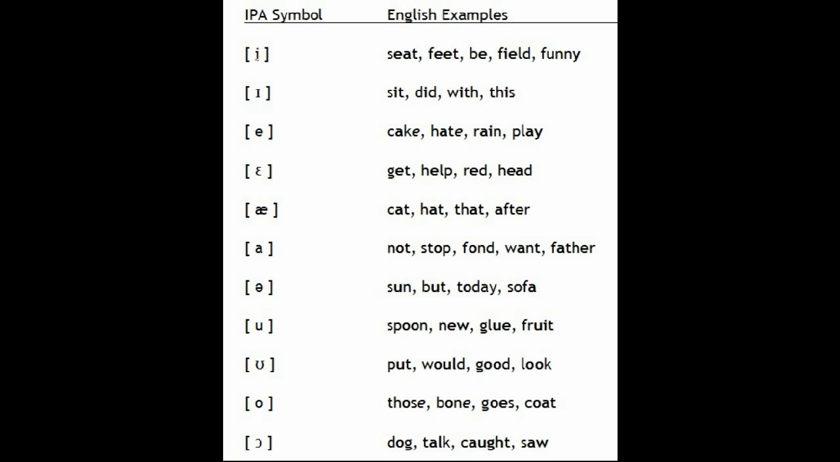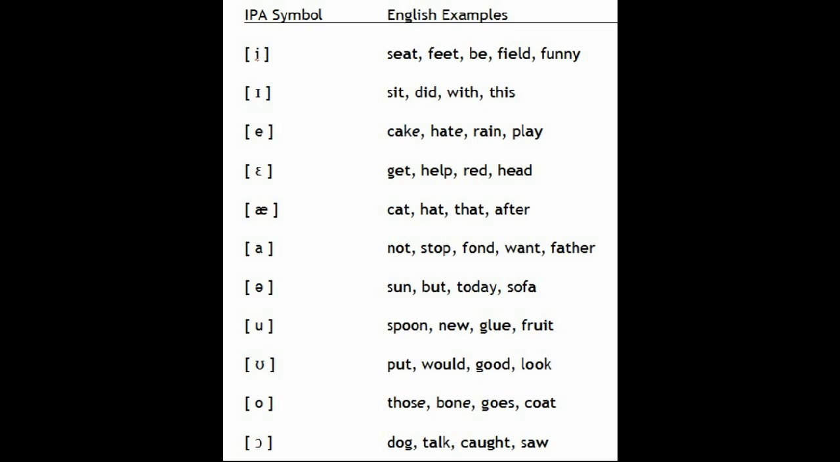Spoon, new, glue, fruit. Look at all the ways there is to make that sound. The English language is crazy. You got O-O, E-W, U-E, and U-I. The English language is crazy, huh? Spoon, new, glue, fruit. What sound does that make? Ooh, the ooh sound. And I'm going to teach you guys something else with this sound later, the ooh sound.